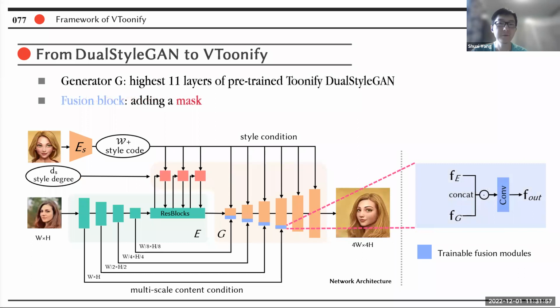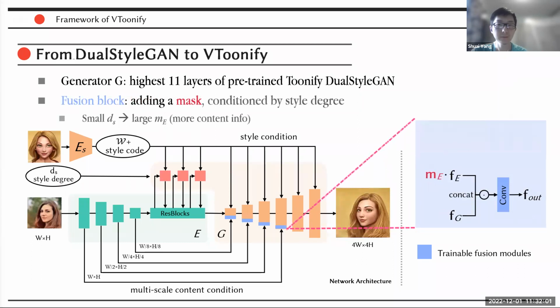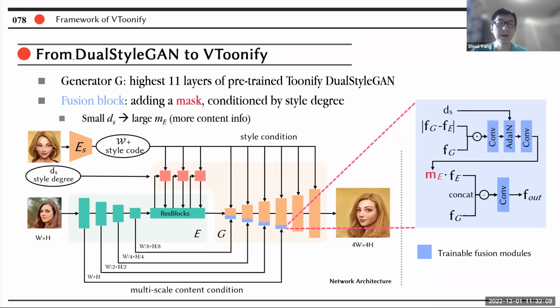Correspondingly, we update the fusion block with a new mask. The mask is conditioned by the style degree. Intuitively, a small style degree leads to a large mask to pass more original content information to the generator. A large style degree leads to a sparser mask so that we will use less information from the input frame to give room for greater cartoon style effects.